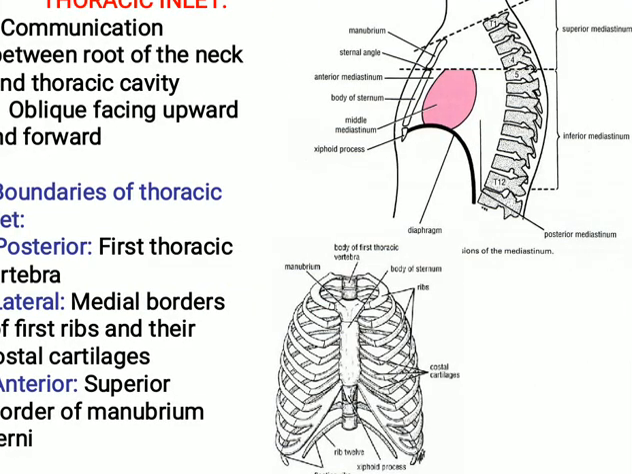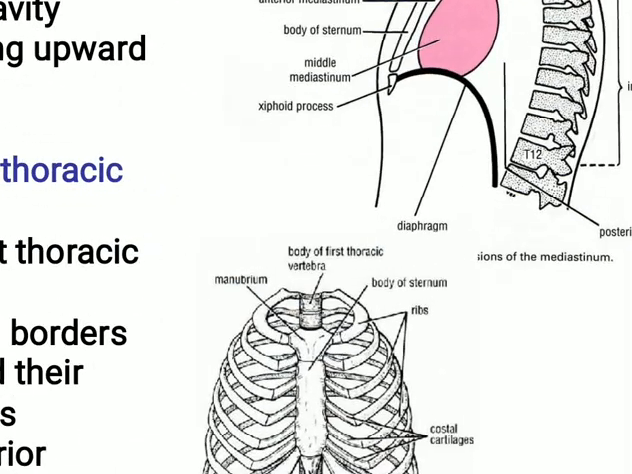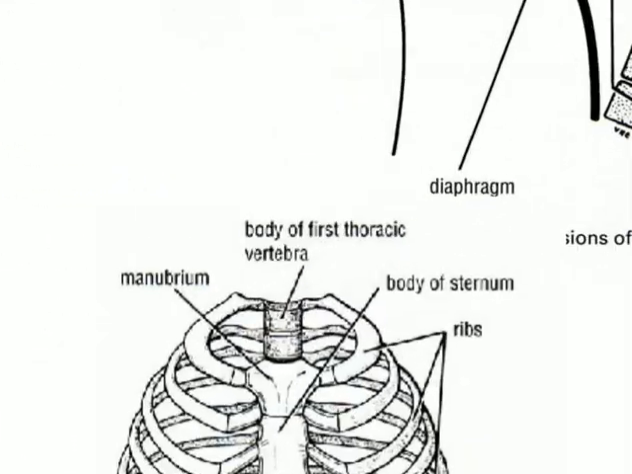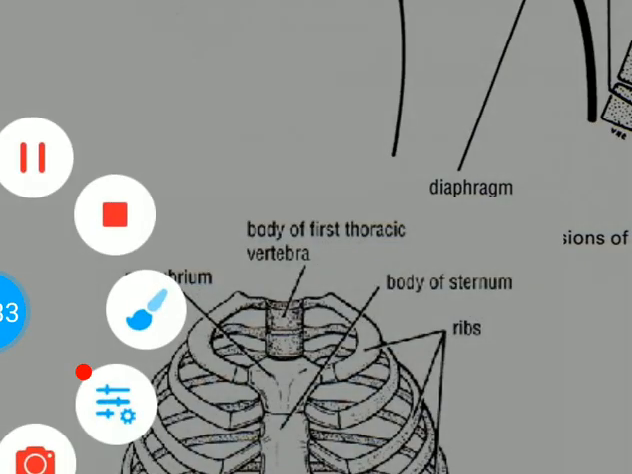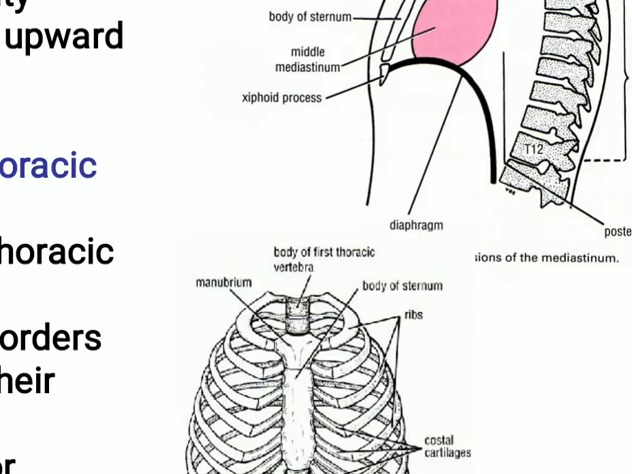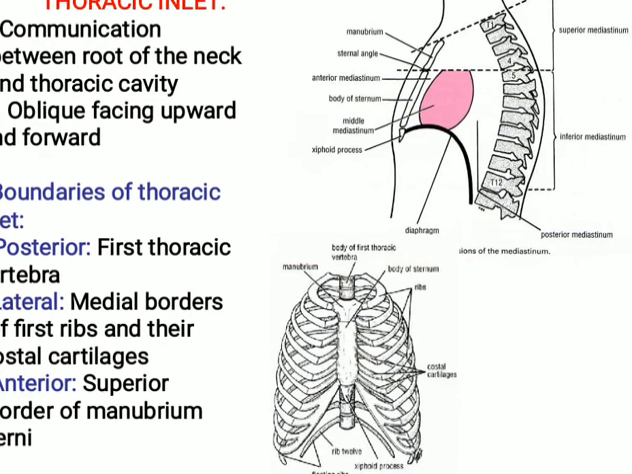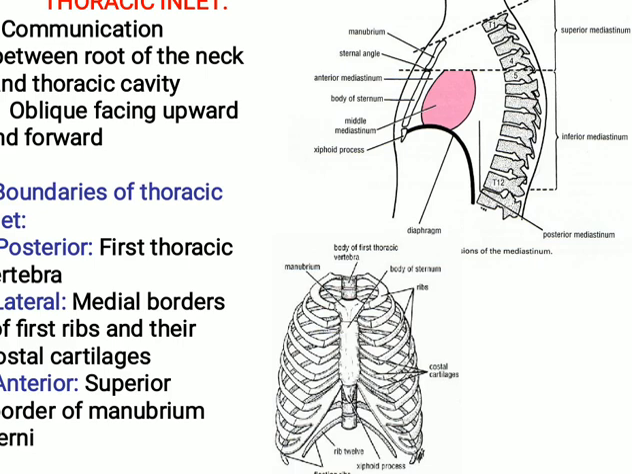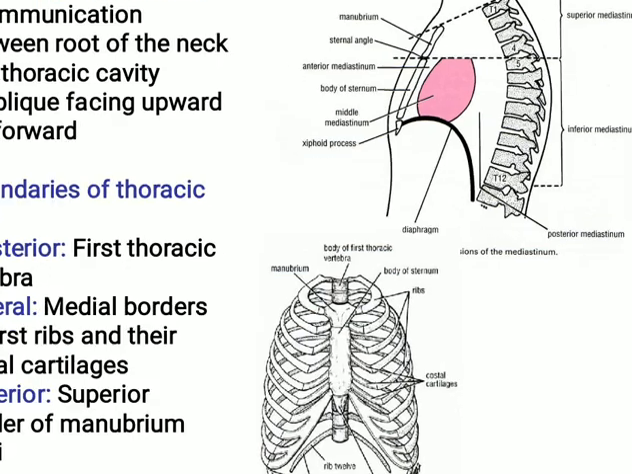Now the lateral aspect, you have the medial borders of the first rib and the costal cartilage. The medial border of each of the first rib on each side, even over there, together with their associated costal cartilages. Then on the anterior aspect, you have the superior border of the manubrium sterni.